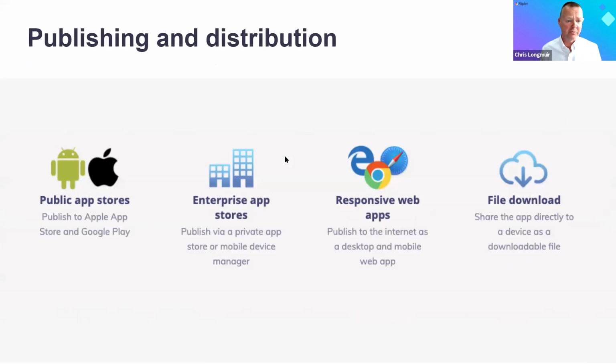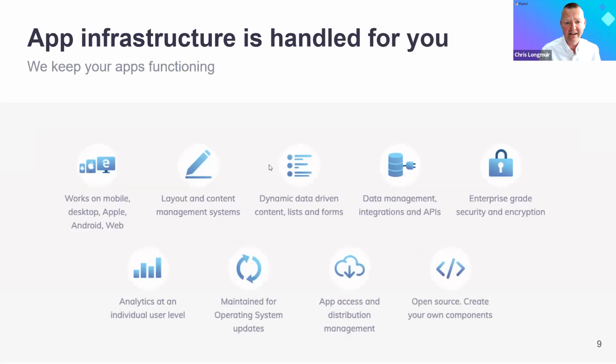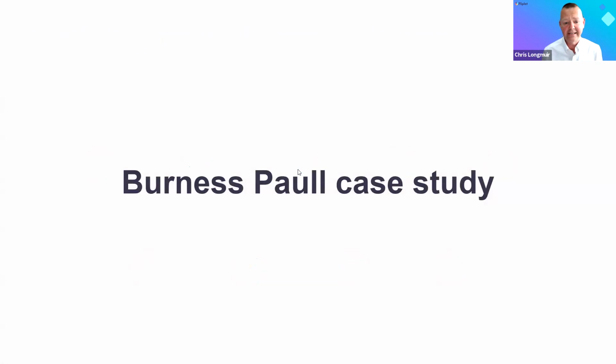The publishing and distribution can be native apps to public app stores or enterprise app stores. You can do responsive web apps or a file download. And all of the app infrastructure is handled for you by the Fliplet system, so layout and content, app access and distribution. And as I say, again, it is open source, so you can create your own components within Fliplet as well. So that's a very quick overview of what the platform is. But what we're really here today to talk about is the Burness Paull case study.